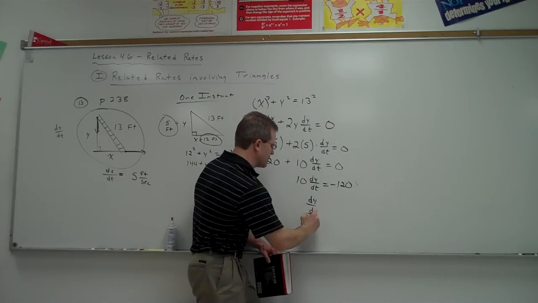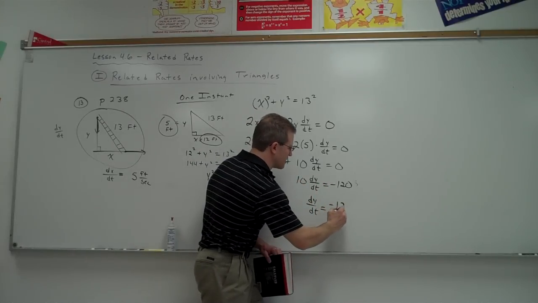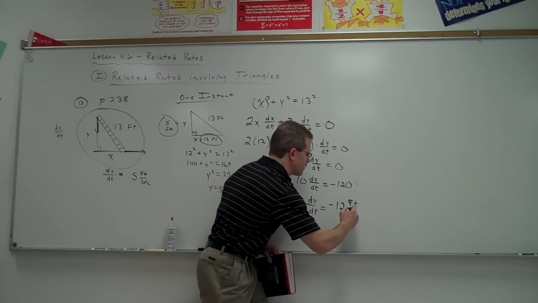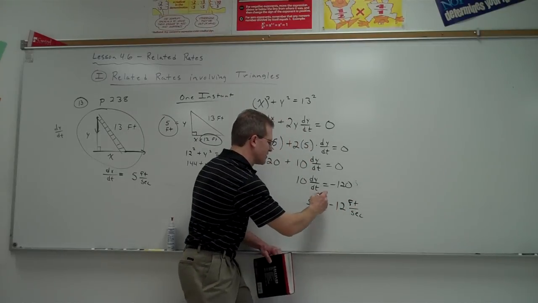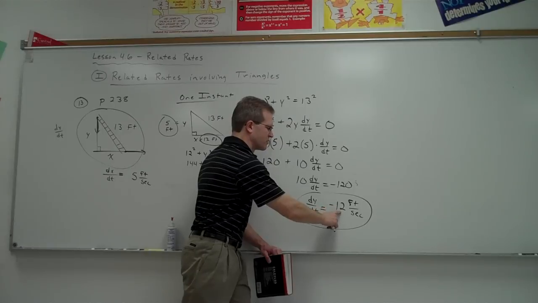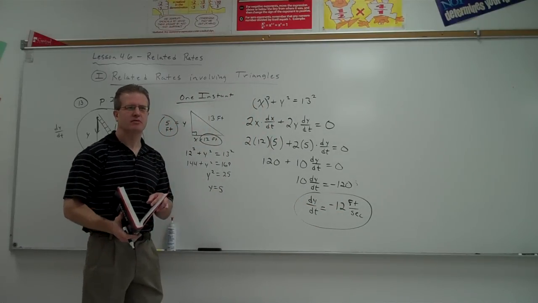dy over dt equals negative 120 divided by 10, which is negative 12. What would be the label on that? Feet per second. The negative means the top of the ladder is dropping towards the ground, dropping at 12 feet per second. Any questions about that?